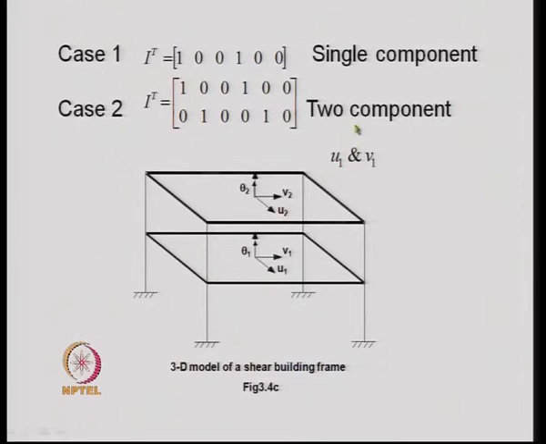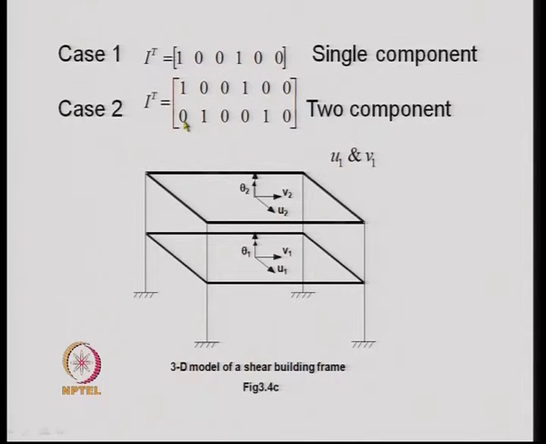Similarly, if there is a 2 component earthquake, then the influence coefficient vector becomes 1 0 0 1 0 0 in the first column, and in the second column, that is, this is I T, so in fact this is actually a column.